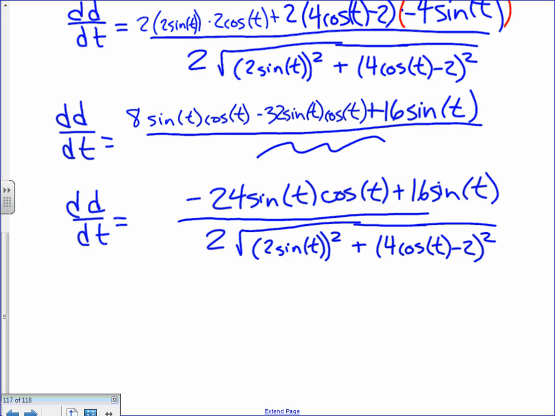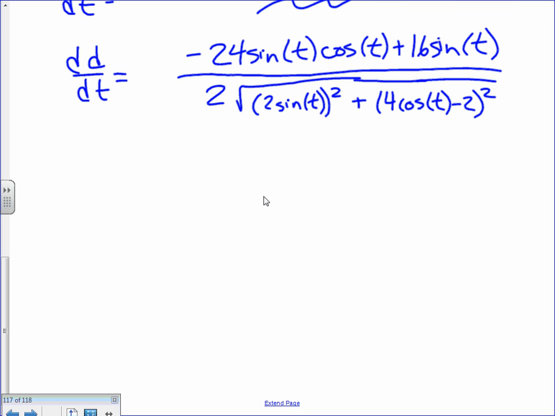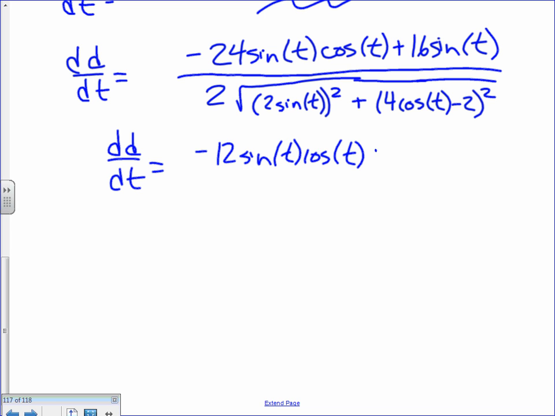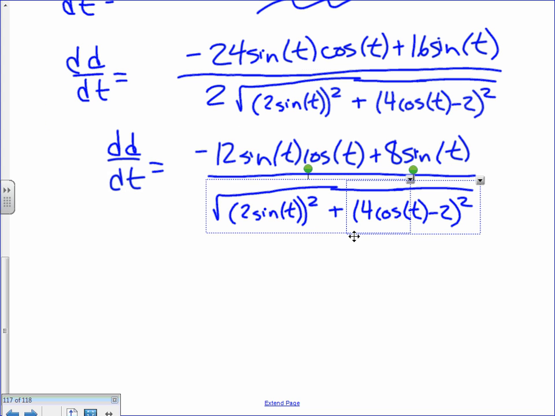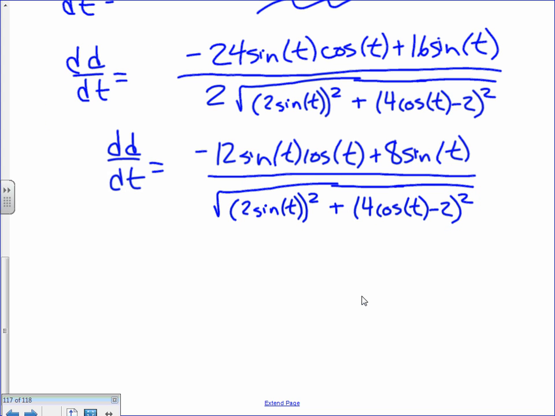And there's one last pretty straightforward simplification I'm going to do here, is that I can take a 2 out of every term, can divide everything out by 2. So dd/dt equals negative 12 sine of t cosine of t plus 8 sine of t all over. Now this on the bottom, since it's 2 times this whole thing, this is all one term. So just that 2 goes away. So I got to just grab all of the other junk. All of this. Okay, so that's dd/dt.